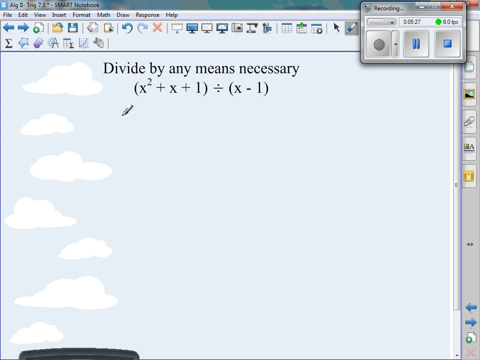What am I going to put in the little box here? A 1. What's my highest degree? 2. So I go 1, 1, 1. Yes, these are all 1s. Bring down the 1. 1 times 1 is 1. 1 plus 1 is 2.